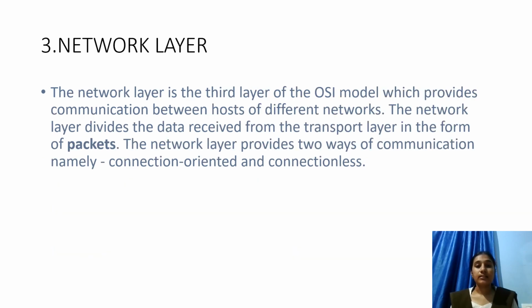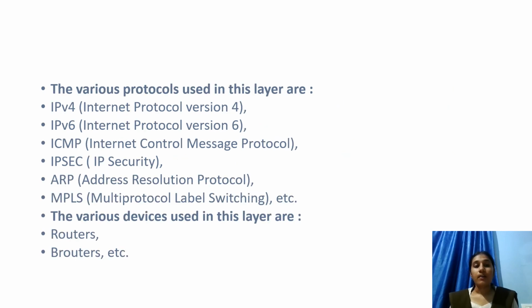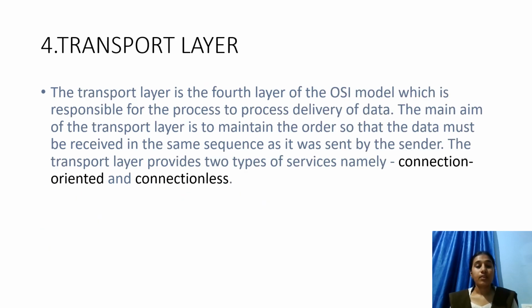The network layer is the third layer of the OSI model, which provides communication between hosts of different networks. The network layer divides the data received from the transport layer in the form of packets. The network layer provides two ways of communication, namely connection-oriented and connectionless. The protocols used in this layer are IPv4, IPv6, ICMP, IPSec, ARP, MPLS, and the devices used in this are routers, etc.